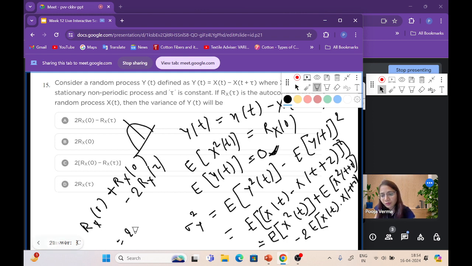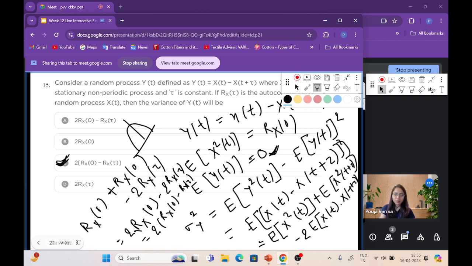So what will we get? 2 Rx of 0 minus 2 Rx of tau. Now if we take 2 common, then we will get 2 in brackets Rx of 0 minus Rx of tau. Okay, so which option is correct? Option C is the correct answer for this question. I hope you understand this question.